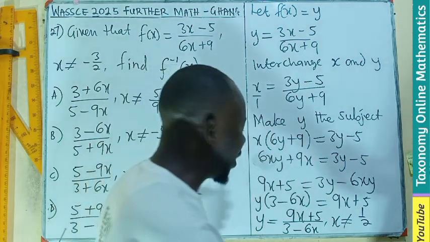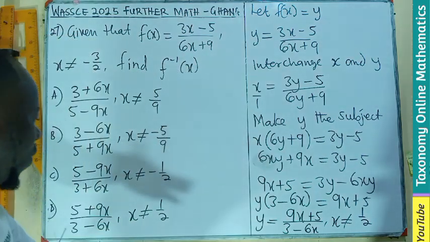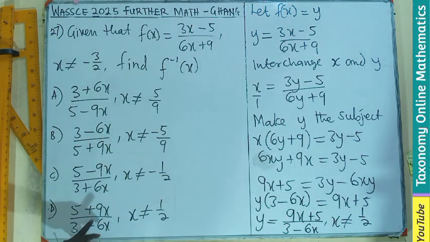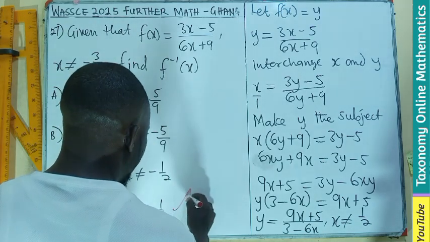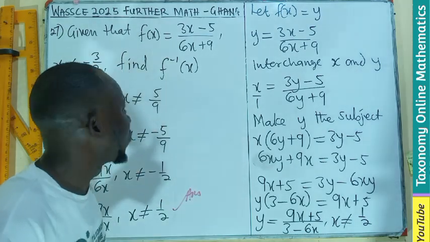Alright, so what do we do? Let's check which one will go for that. I think I have positive 5, positive 9x, positive 6, 3, negative 6. So I'm going for option D as the best option for this.